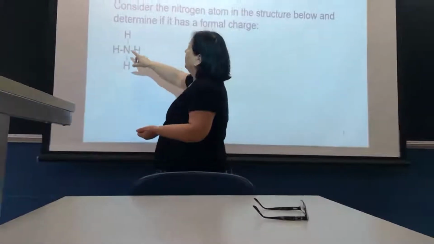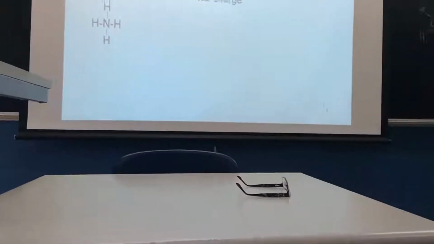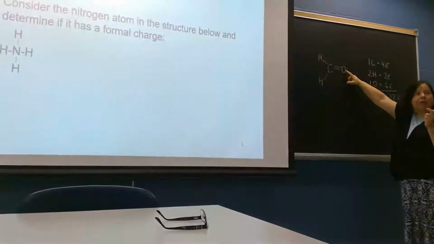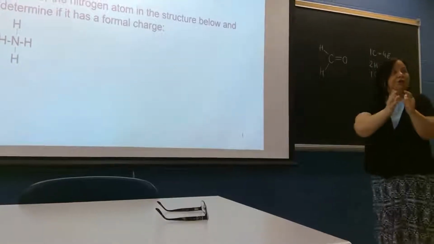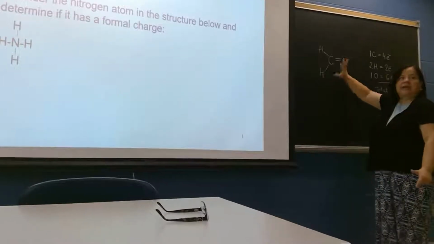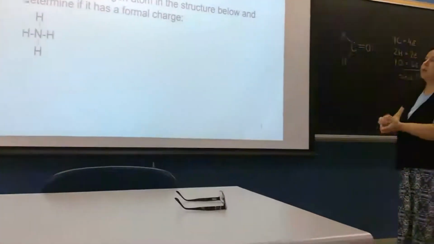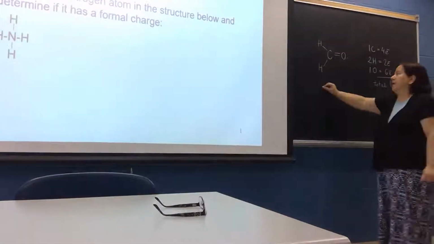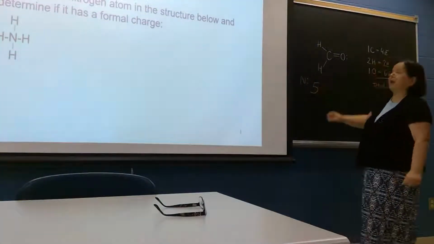So let's calculate the formal charge on nitrogen. We know that this oxygen does not have any formal charge, because from the first lecture we know that neutral oxygen will have 2 bonds and 2 lone pair electrons. Carbon has 4 bonds, so they are neutral. Now this nitrogen, what is the group number of nitrogen? Look at the periodic table. 5. So nitrogen has 5 valence electrons.